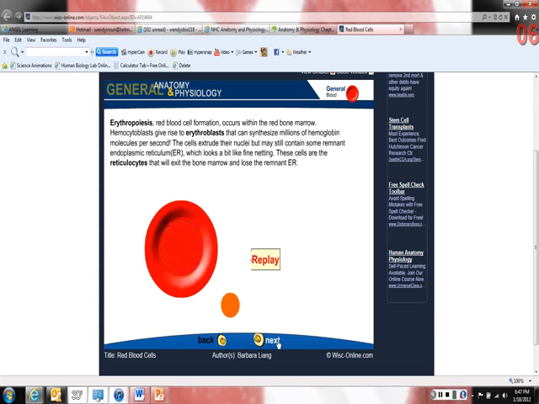Erythropoiesis, or red blood cell formation, occurs within the red bone marrow. Hemocytoblasts give rise to erythroblasts that can synthesize millions of hemoglobin molecules per second. The cells extrude their nuclei but may still contain some remnant endoplasmic reticulum, which looks a bit like fine netting. These cells are the reticulocytes that will exit the bone marrow and lose the remnant ER.